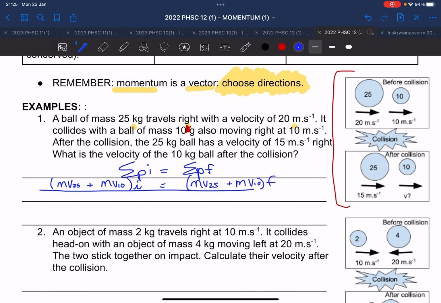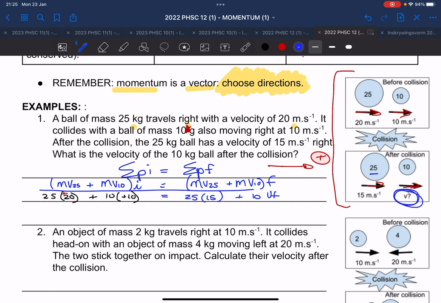All right, now we're going to fill in our values. The mass is 25 at the beginning, and the velocity is 20. Sorry, what I forgot to do, they are both moving to the right. So I'm going to choose to the right to be positive. Okay, so that's positive 20, plus the mass is 10 and the velocity is 10, so positive 10, equals the mass here is 25 again, and the velocity is 15, plus the mass is 10, and I want to know what is the final velocity of that one there.